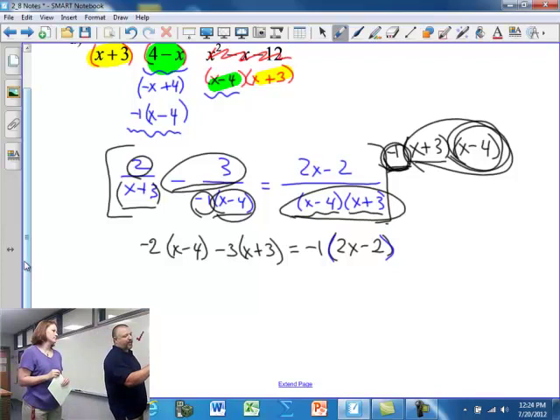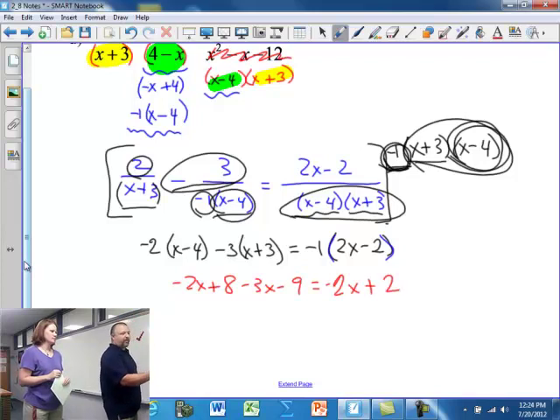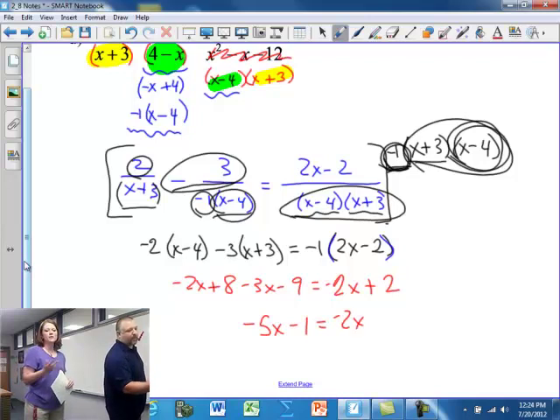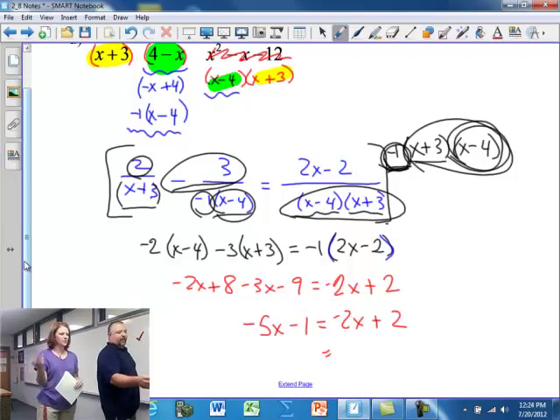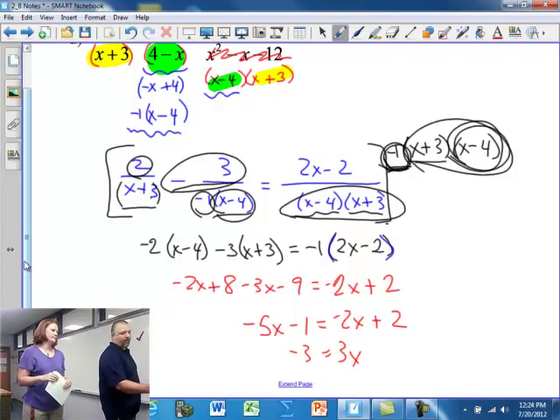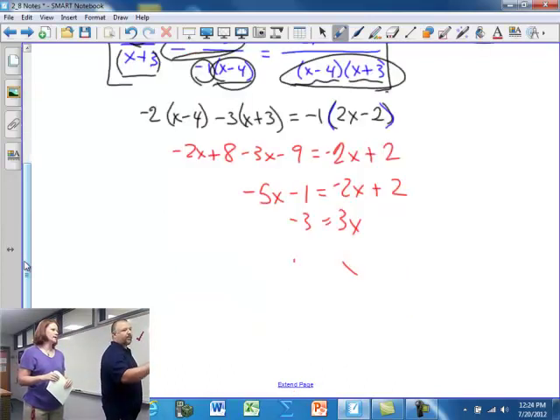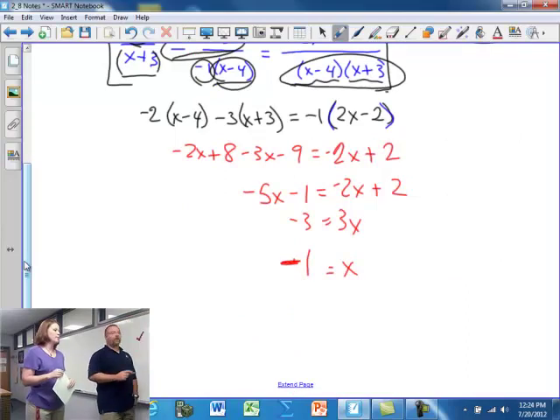We now have no fractions. Algebra 1. Let's distribute. This is negative 2x plus 8 minus 3x minus 9 equals negative 2x plus 2. Combine my like terms over here, we get negative 5x minus 1. Notice this time there's nothing squared, so we can get the x's on one side, the numbers on the other. Add 5x to the other side, subtract 2, divide by 3, we get x equals negative 1.